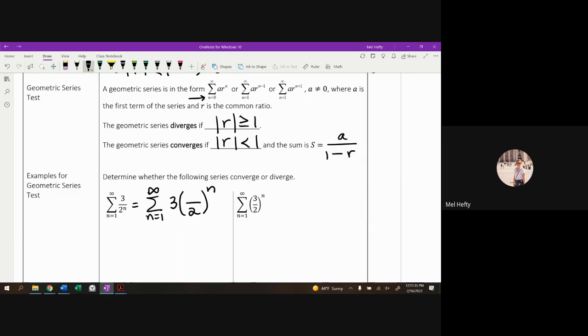And I'm going to keep that 2 on the bottom. What could I put on the top that's not going to change this? A 1. So these two are equivalent. And now that looks more to me like a geometric series where I see a number times a fraction to the n power.